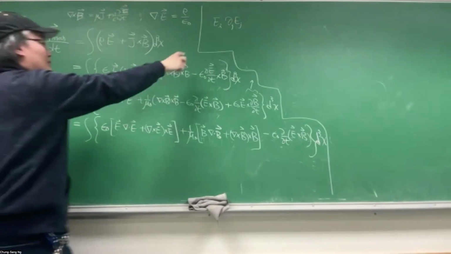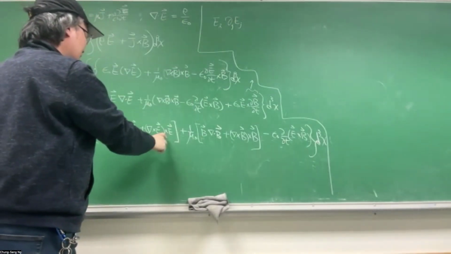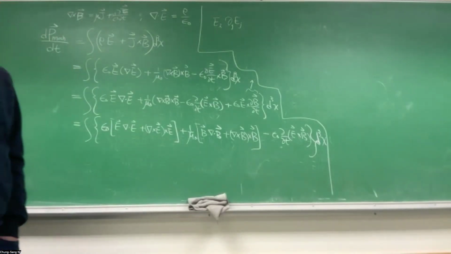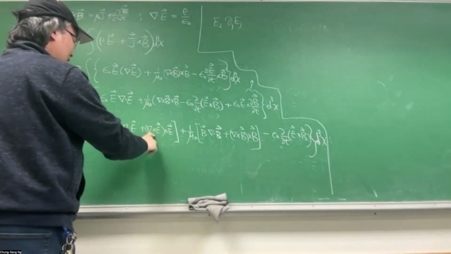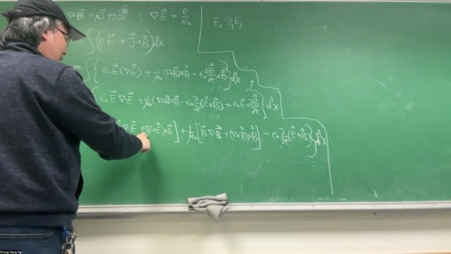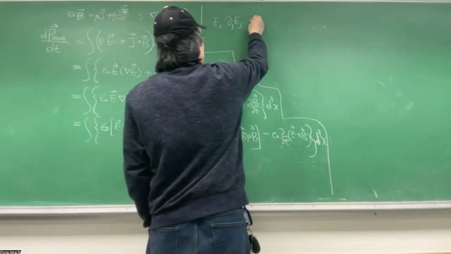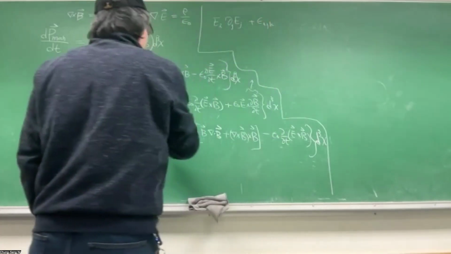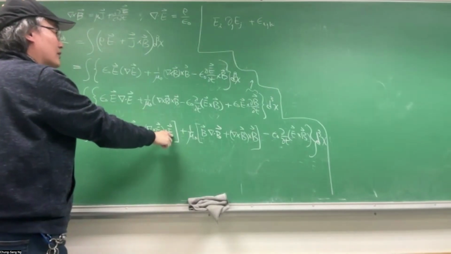Okay, so that becomes this one. Now this one you need to do. I think I showed you something like that last semester. So you have a cross product between this and that. Basically, it will be epsilon ijk of the j component of this one and the k component of this one.